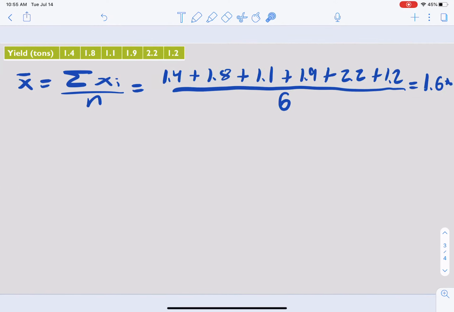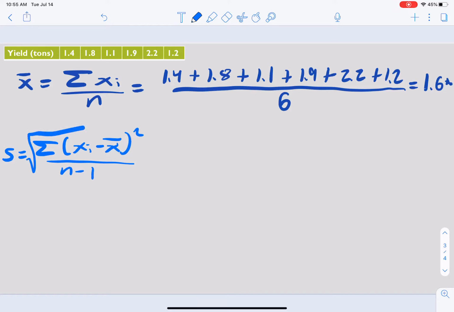Okay, so let's figure that one out too. Might as well, right? Well, we have to. So S equals, okay, I'll write out the formula again. Xi minus the mean, we got that, squared, divided by n minus 1 underneath the square root sign. Very cool. So what does that look like? Okay, in fact, I'm going to write it down here so I have enough room.